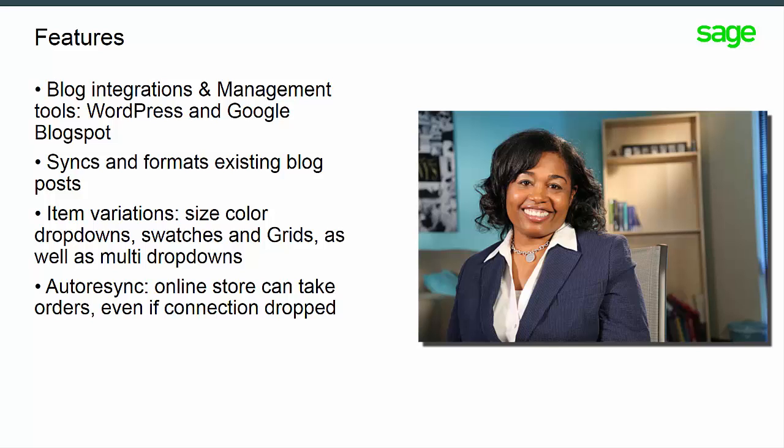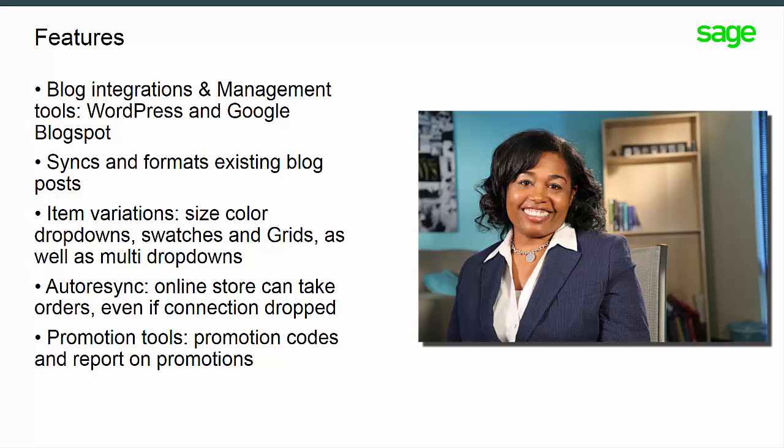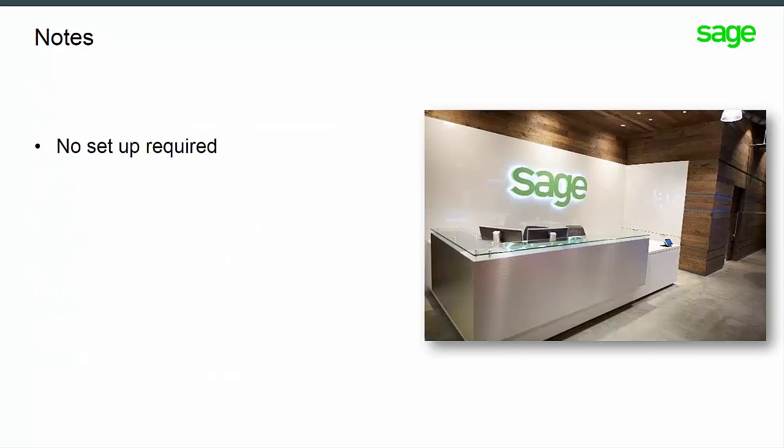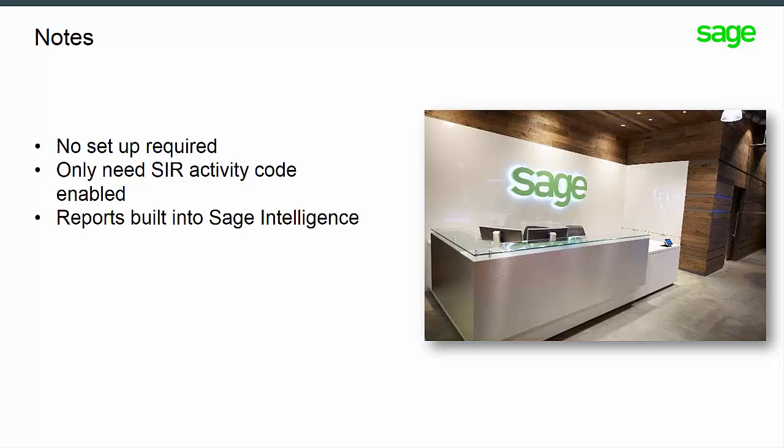Auto resync for the online store is available. Here, you can still take orders even in the event that the connection is dropped. You also have promotion tools, promotion codes, and reports on promotions. No setup is required. Only the SIR activity code enabled, and reports are built into Sage Intelligence.